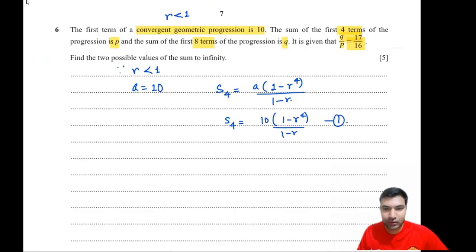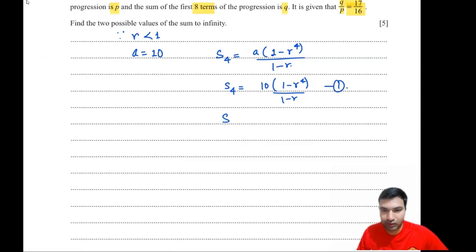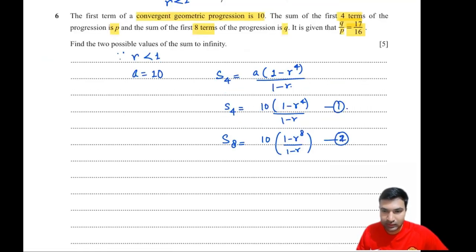All right, so how do you write the sum of 8 terms? Same formula. A is 10, (1 minus R to the power 8) over (1 minus R), and that becomes your second equation. Now these things are given to us as P and Q, isn't it? So basically I can write them down. This one is equal to P, and this one is equal to Q.